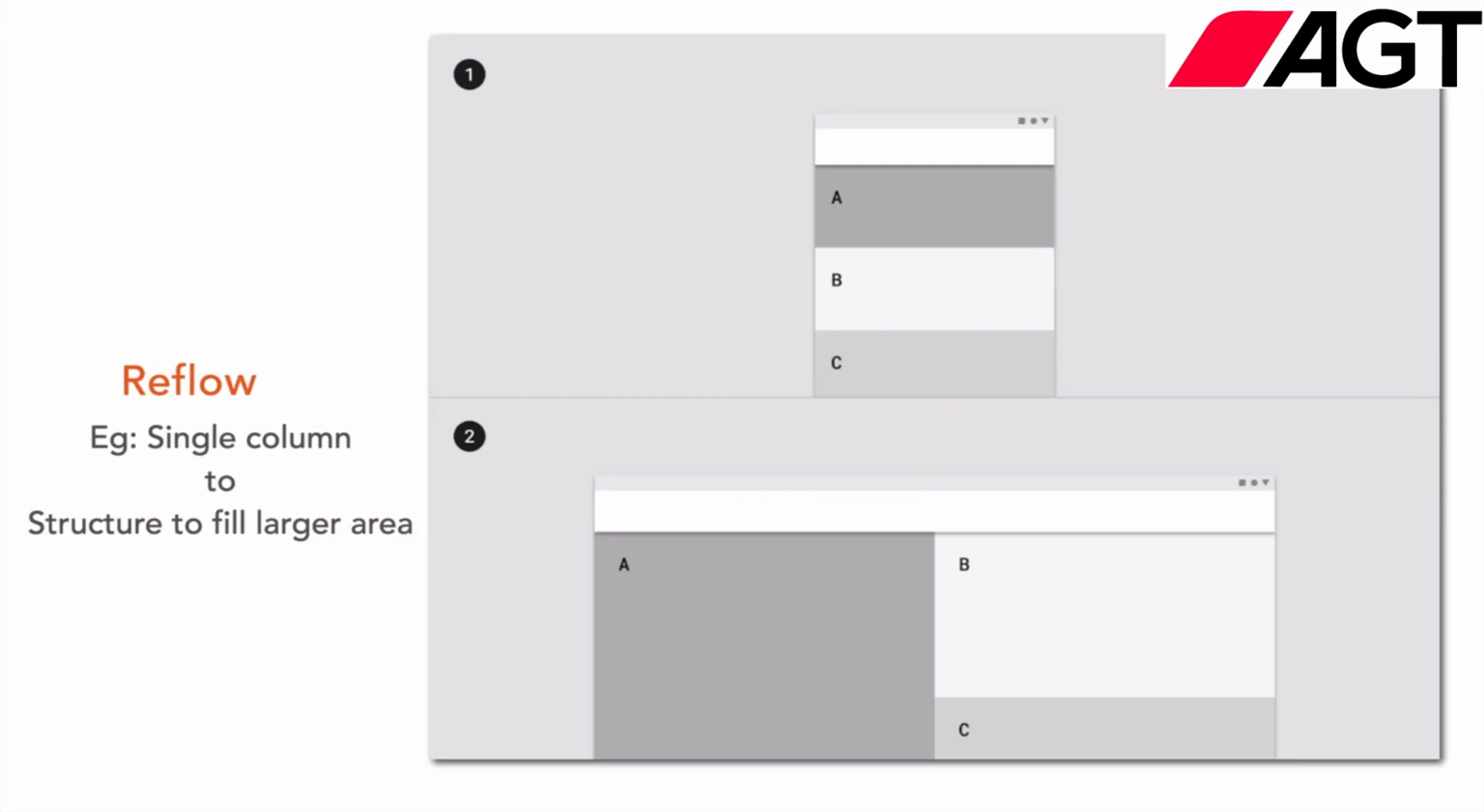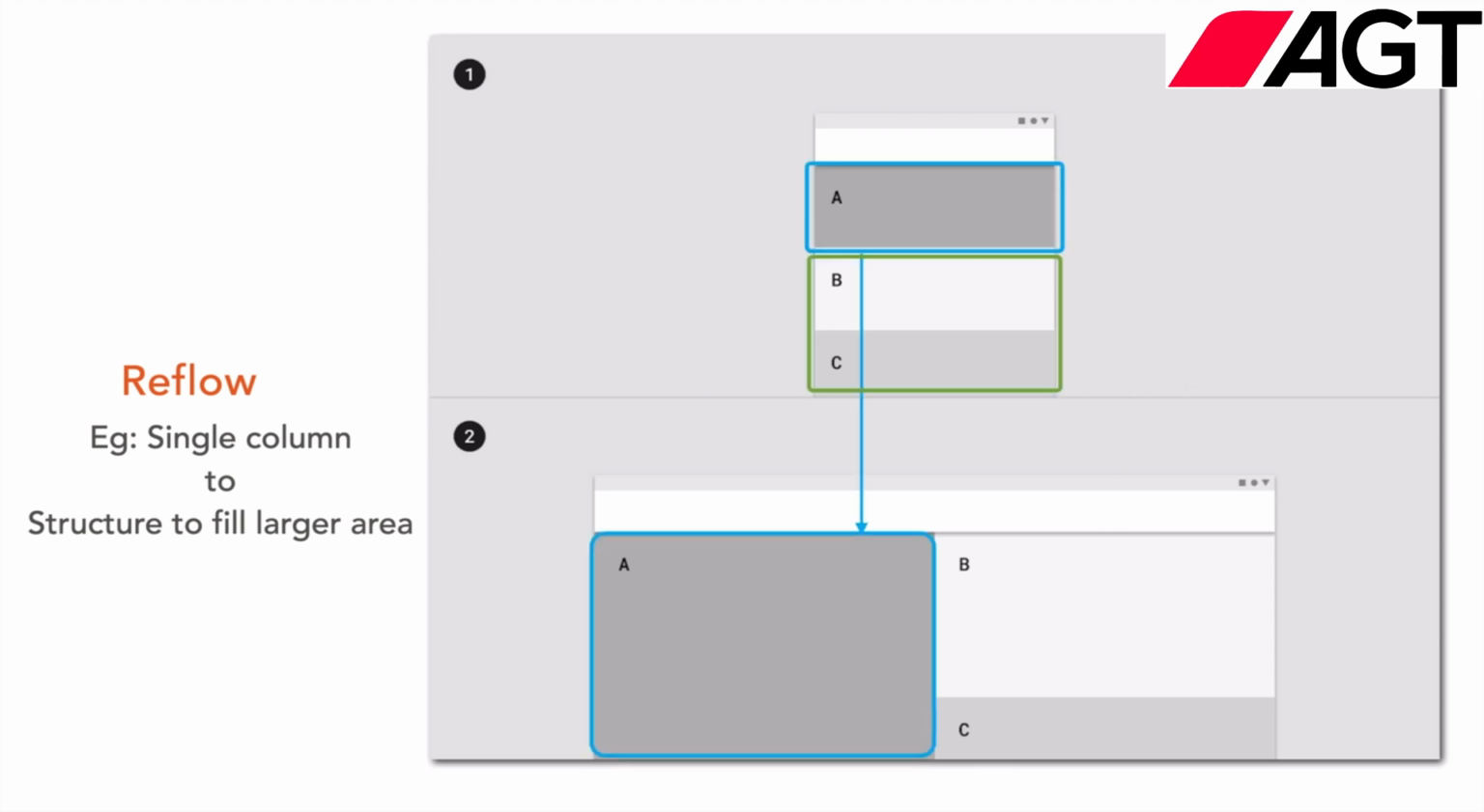Reflow is a useful pattern when you have a single column of items on a smaller screen and want to transform them into a combination structure on a larger screen. For example, here we have three items A, B, C in a single column on a smaller screen layout. When it is transformed into a large layout, we have arranged the combination in such a way that A is arranged on the left side and B and C are arranged in a single column on the right side.